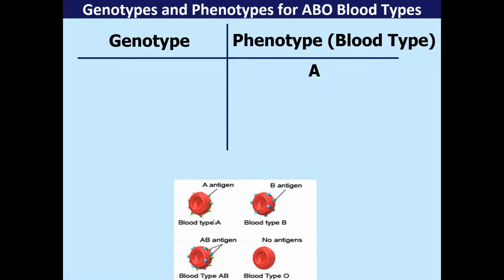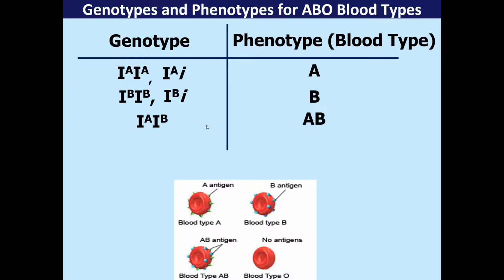Let's write this down in a table. To have type A blood, a person could have IA, IA, so homozygous, or since IA is dominant to little i, they could also have IA i, so they are a carrier for type O blood. Type B is similar. They can have IB, IB or IB i. Type AB has to have IAIB, and type O is recessive, so it has to have 2 little i's.